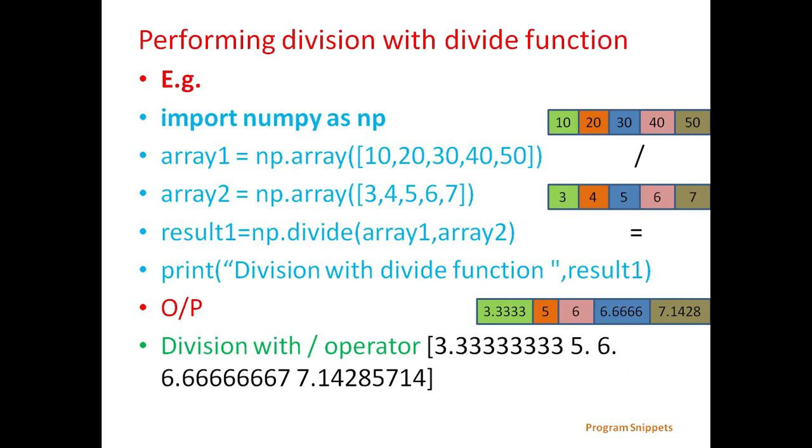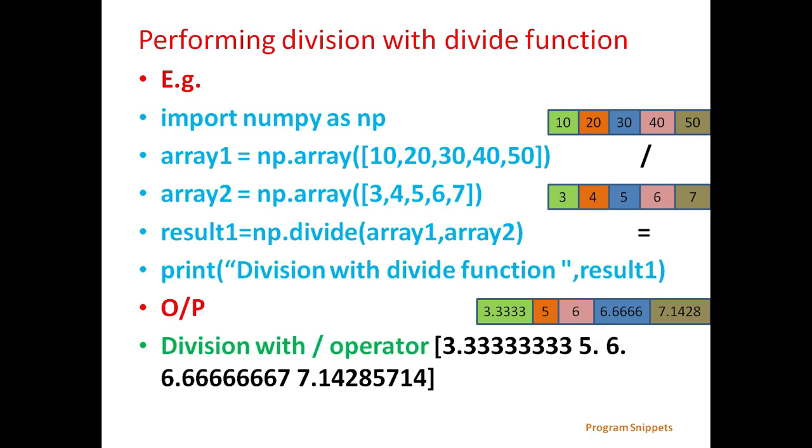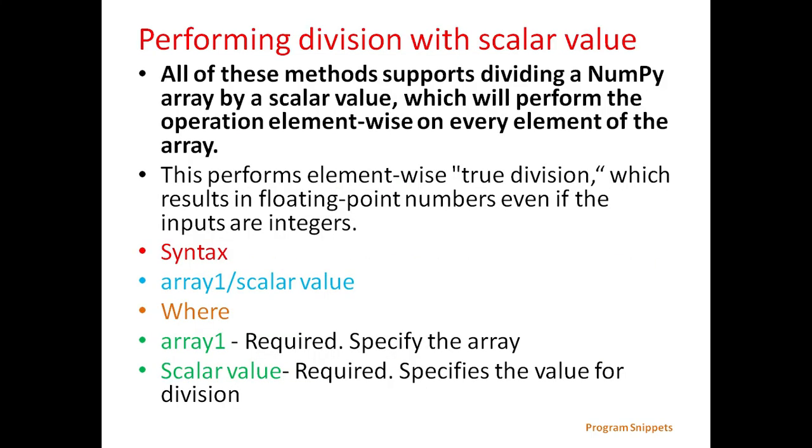For example, here first we have imported numpy as np, then we have defined array1 equal to np.array with elements 10, 20, 30, 40 and 50, and array2 with elements 3, 4, 5, 6, 7. When we give result1 equal to np.divide(array1, array2), it will print the result with the fractional part. All these methods support dividing a numpy array by a scalar value, which will perform the operation element-wise on every element of the array.